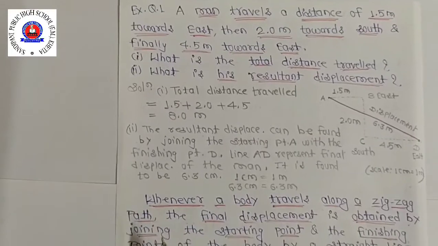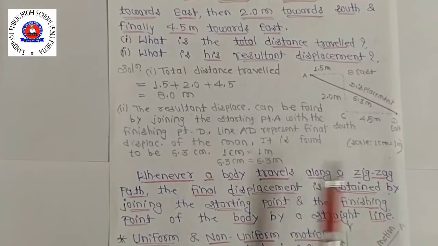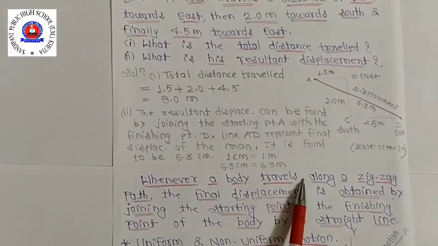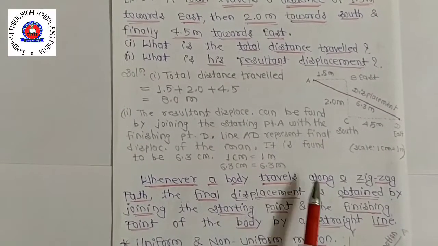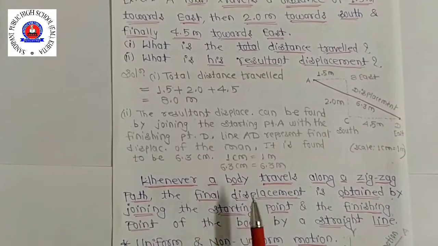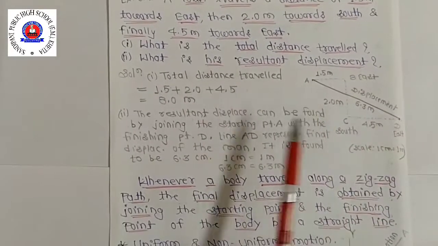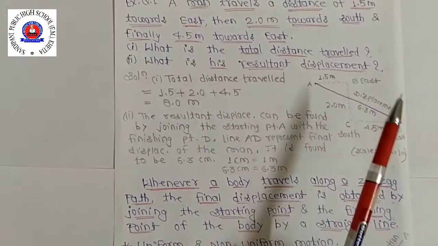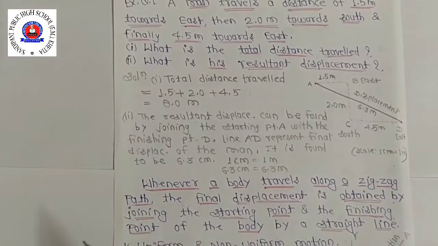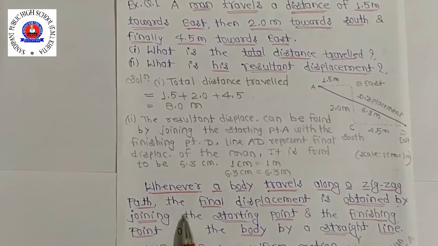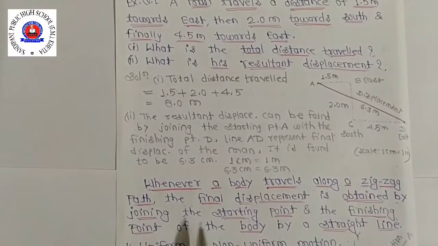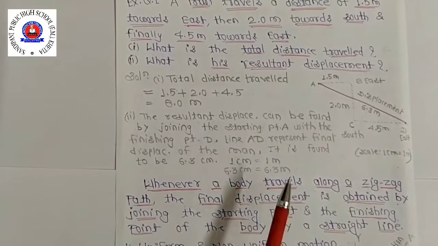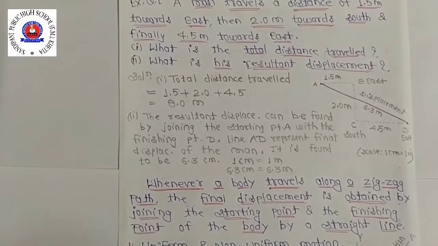So whenever a body travels along a zigzag path, now look, this was such a zigzag path. Whenever a body travels along a zigzag path, the final displacement is obtained by joining the starting point. Whenever you have a zigzag path covered and you want to find its displacement, you have to join the initial point to the final point. So joining the starting point and finishing point of the body by a straight line, we will easily get the displacement. Clear this one?